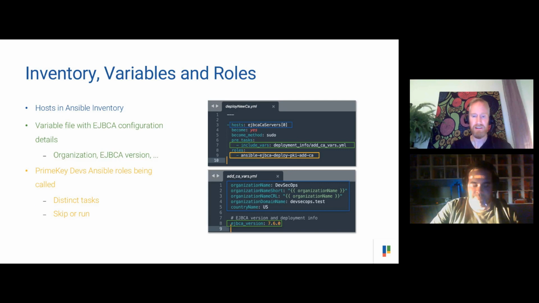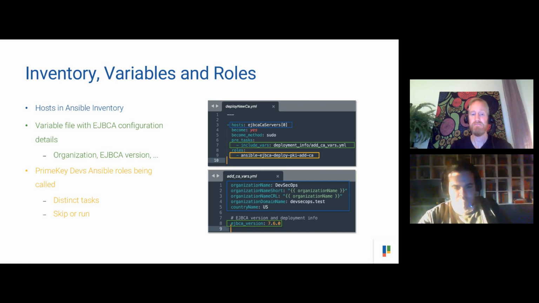So a more detailed example. As I mentioned, the variables configuration, the variable files, as is typical for a CA, you configure the distinguished name, which is the country, organization name, maybe organization unit name, domains, common name, such things. And also the software versions.